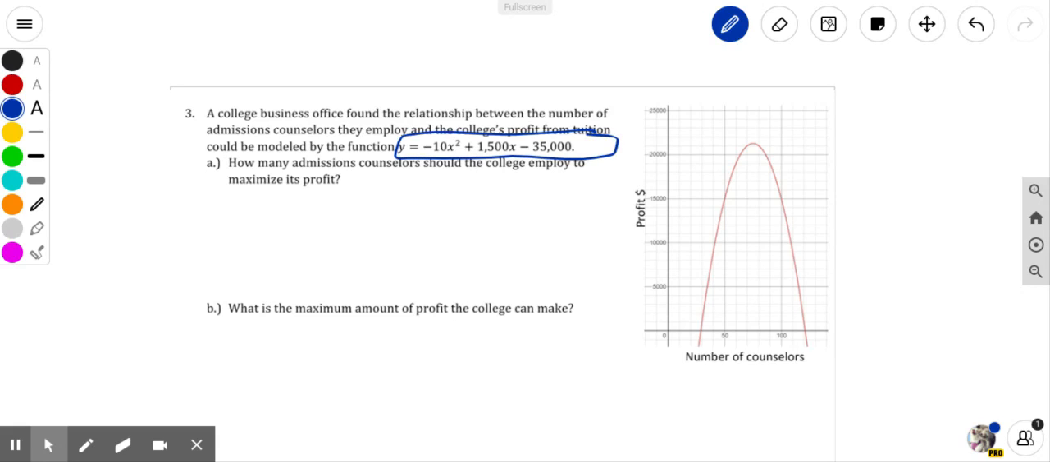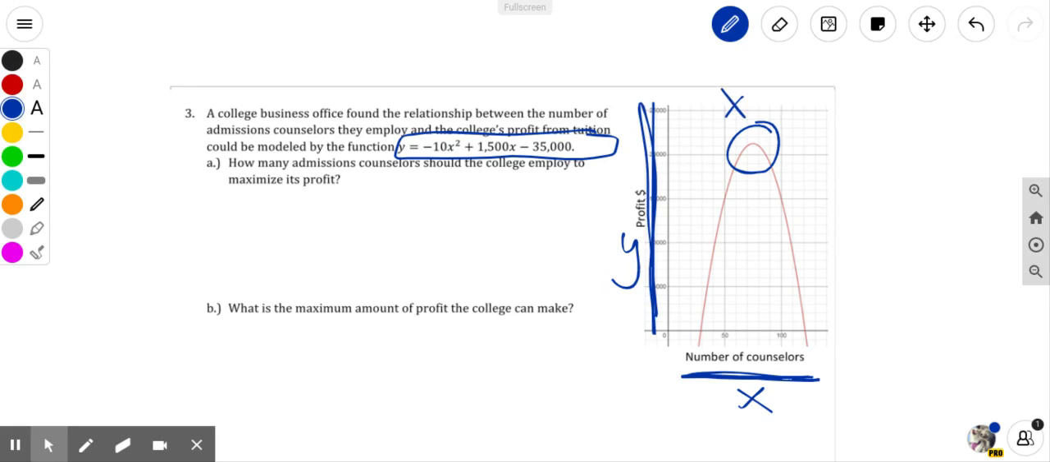This question is asking how many admissions counselors should the college employ to maximize its profit? So notice that number of counselors is X and profit is Y. That means right here, remember the vertex is always where the maximum is. And so the X coordinate of the vertex would be counselors and the Y coordinate of the vertex would be profit. Because remember, every vertex has an X and a Y. So letter A is asking how many admission counselors, so X. So this is the X coordinate of the vertex.